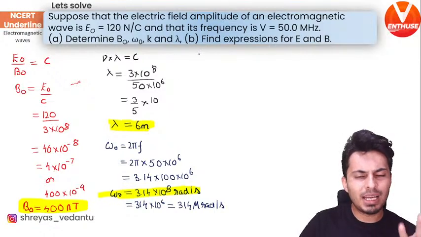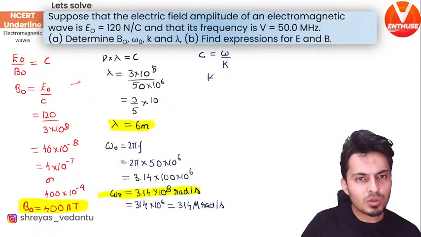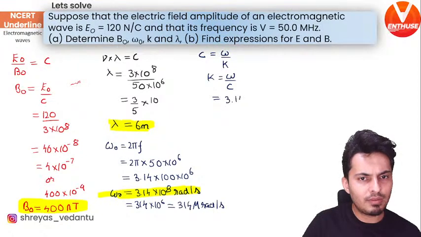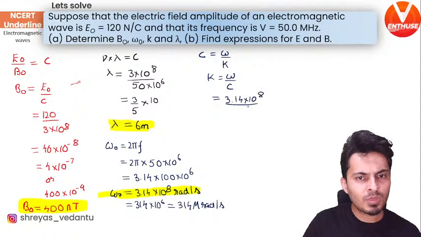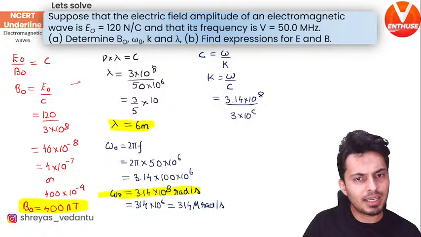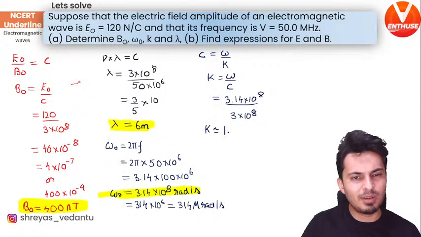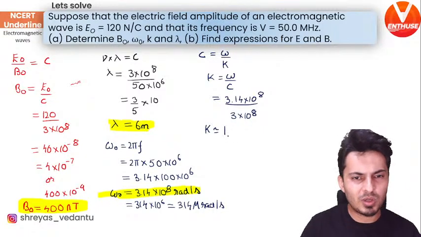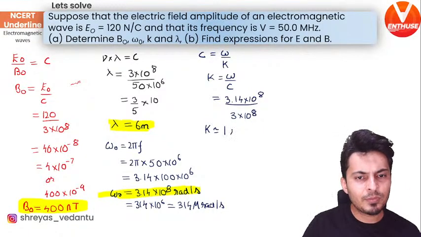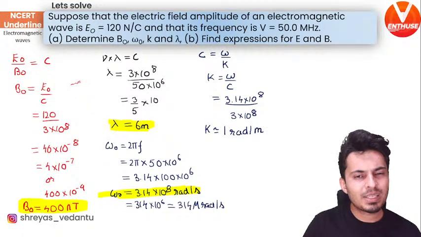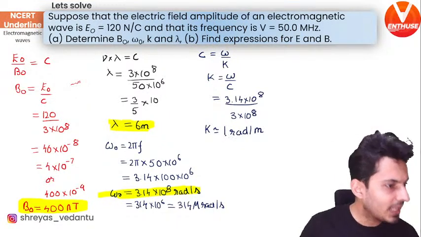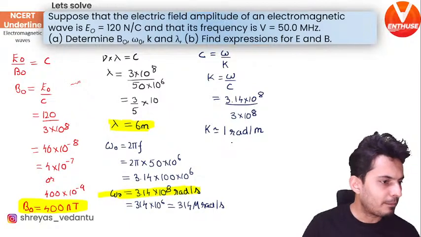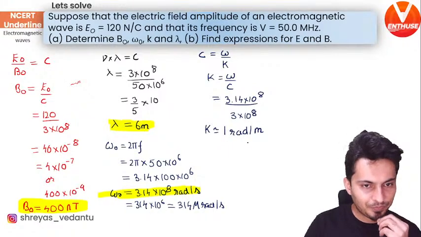K will be omega by speed of light, so K will be omega by C. Omega is 3.14 into 10 to the power 8, and C is 3 into 10 to the power 8. So K will be roughly slightly more than 1, maybe 1.03, 1.04 or 1.05. So roughly 1, but in radian per meter. Slightly more than 1, but okay. I hope this is clear.